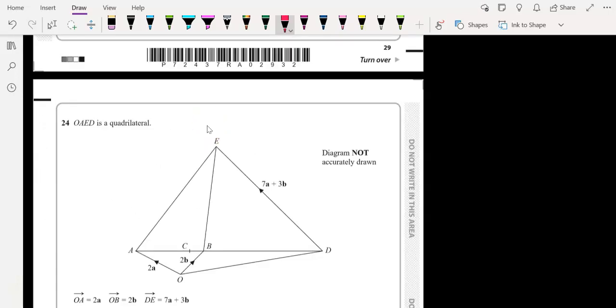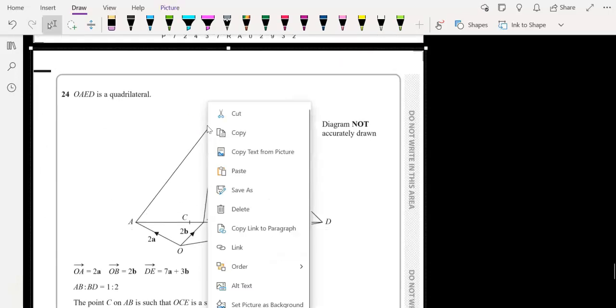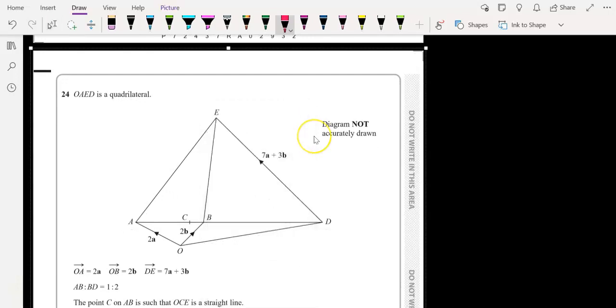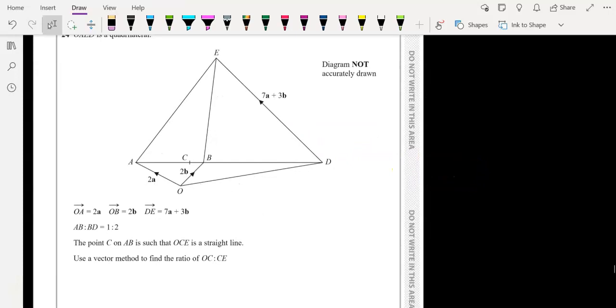Question 24. OAED is a quadrilateral. Vector OA is 2a. Vector OB is 2b. DE is 7a plus 3b. AB is to BD is 1 is to 2. So AB is one part, BD is two parts. So the ratio is 1 is to 2.